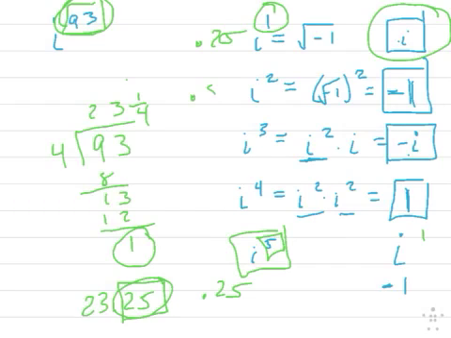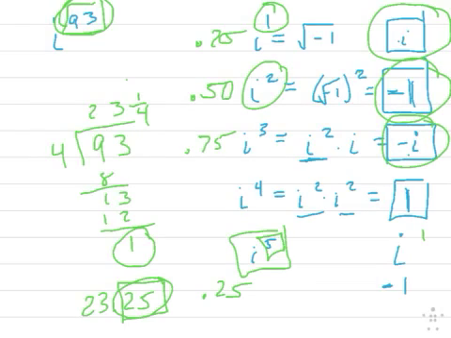If the remainder is 0.50, that means you have 2 left over. It's i squared, which means -1. If your answer is 0.75, it's -i. And if your answer is 0.0, meaning it's divisible by 4, then your answer is 1. So this simplified just equals i. And that's how I do those problems.